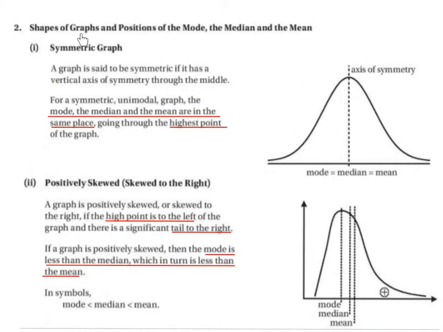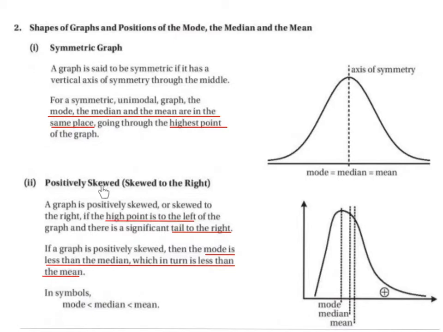Part 2. Shapes of graphs and positions of the mode, the median and the mean. Symmetric graph. A graph is said to be symmetric if it has a vertical axis of symmetry through the middle. For a symmetric unimodal graph, the mode, the median and the mean are in the same place, going through the highest point of the graph. So here we have an example. We can see that this line is like a mirror line. We have the exact same shape on the left as we have on the right. So this graph has an axis of symmetry and the mode is equal to the median, which is equal to the mean, and it's at the very highest point of the graph.